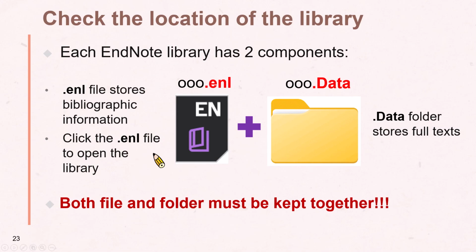Each EndNote library has two components, an ENL file and a data folder with the same name. The ENL file stores your bibliography information and the data folder keeps your full text. When you close EndNote, next time you can click the ENL file to open the library again. Most importantly, when you move the library to a new location, remember that both files must always be kept together. If you lose one of them, your library may crash.